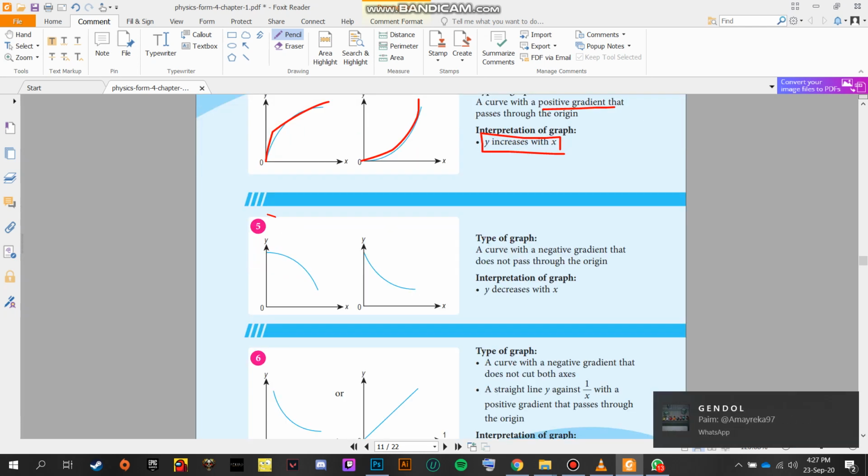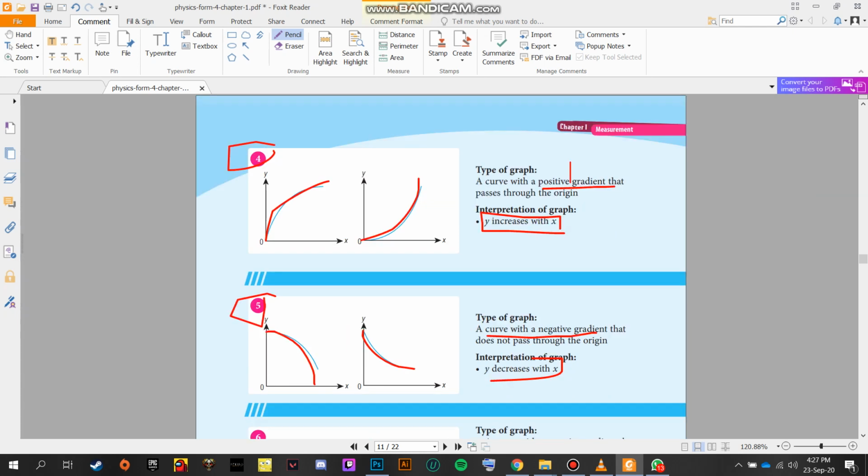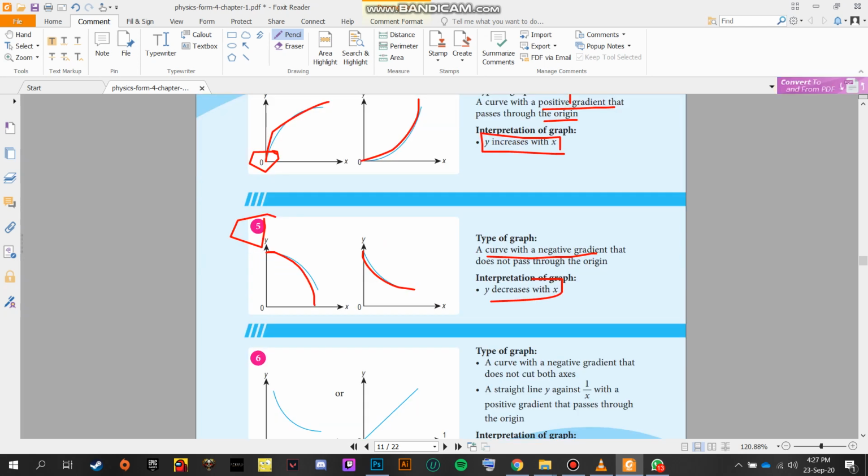And the fifth one, we could say that it could go down there, and it could bend like here also. We could say that y decreases with x. And this one is a curve with a negative gradient, this one is a curve with a positive gradient. With this one passes through the origin. If it touches 0, 0, we could say it passed through the origin. If it does not touch 0, 0, it does not pass through the origin.